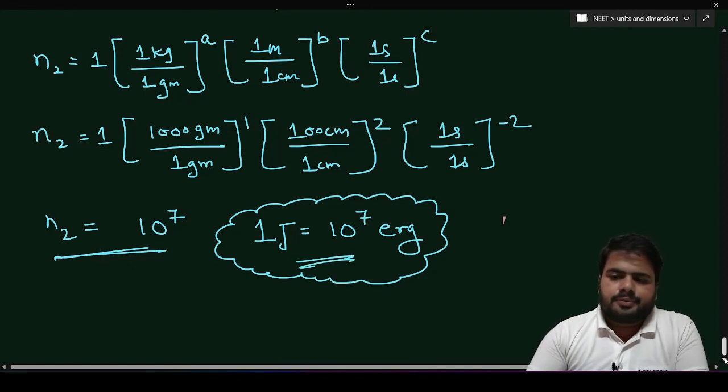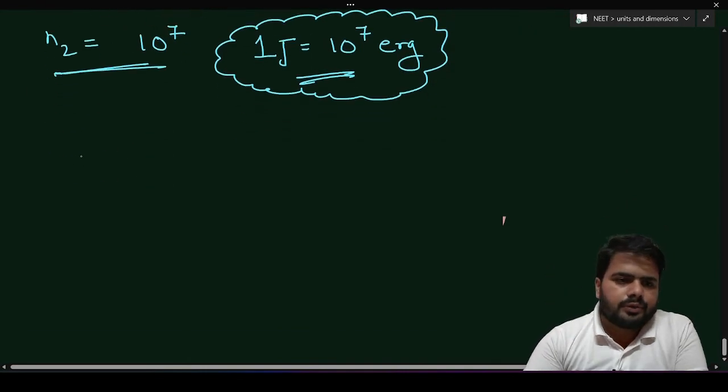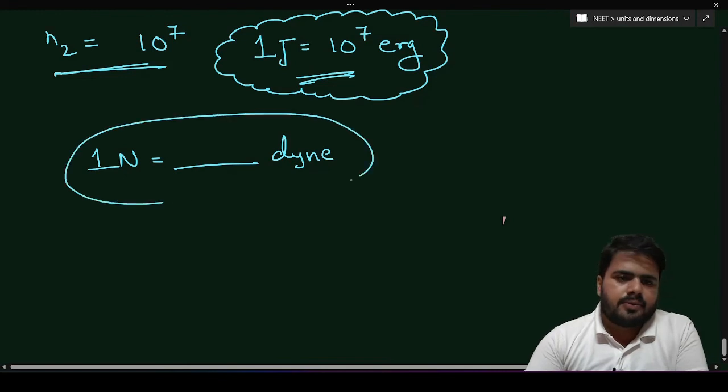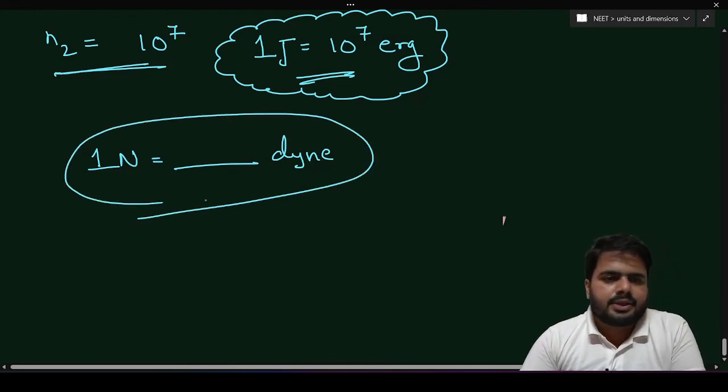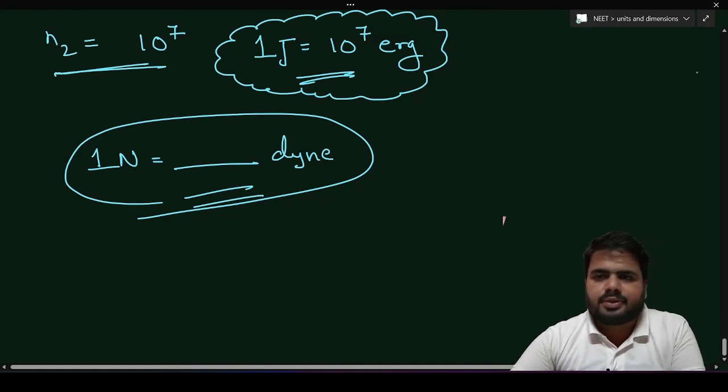Clear all of you? So now all of you write down 1 Newton equal to dash dyne. Okay, come on, quickly solve and tell me in the comment what will be the answer. 1 Newton equal to dash dyne.